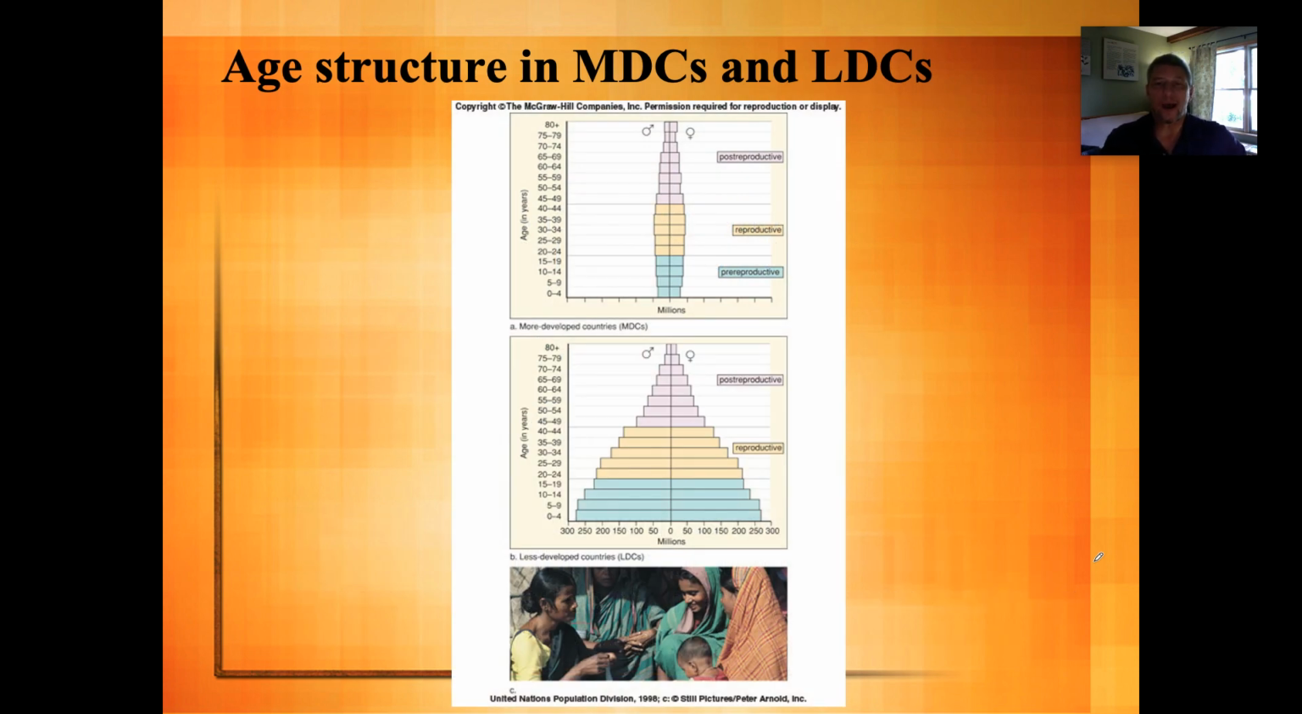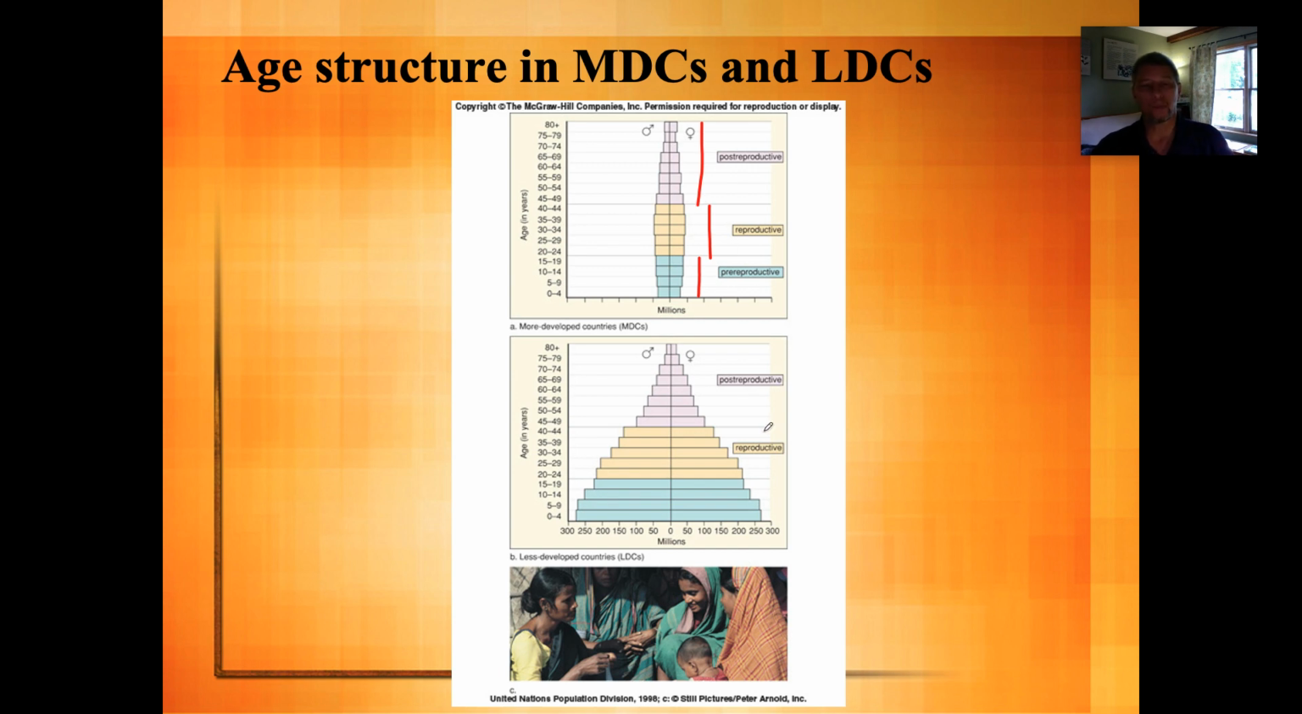This is a fascinating graph showing the age structure in more developed countries and less developed countries. On the top, you see more developed countries, like the United States, for example. And you can see most of the people in the more developed countries are in the reproductive years, or a very large number of them in terms of millions. All right, there's also a lot of kids, which are the pre-reproductive folks, and then there's a lot and lot of old folks, especially in the United States and Europe.